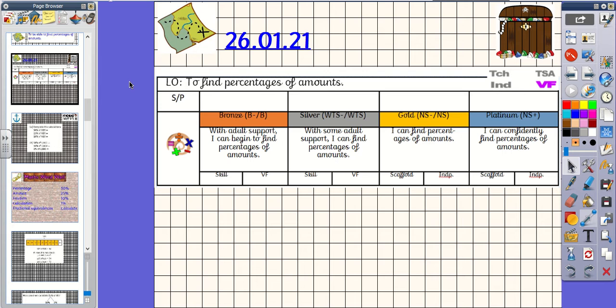Okay then, so today we are going to be continuing to find percentages of amounts. But today we're going to look at some trickier percentages, okay? So yesterday and Friday we have been looking at 50%, where we divide by 2. We've been looking at 25%, where we divide by 4. We have been looking at 10%, where we divide by 10, and 1%, where we divide by 100.